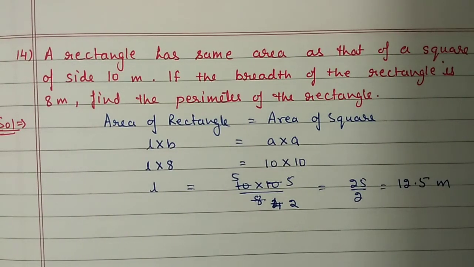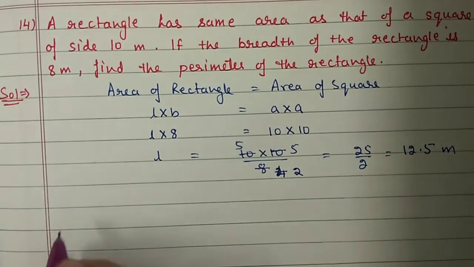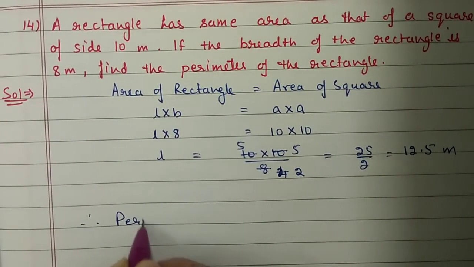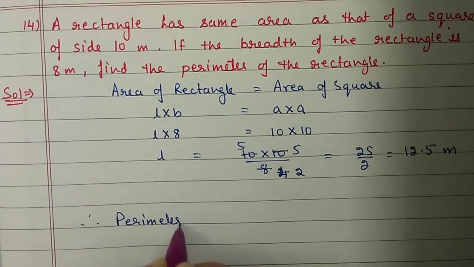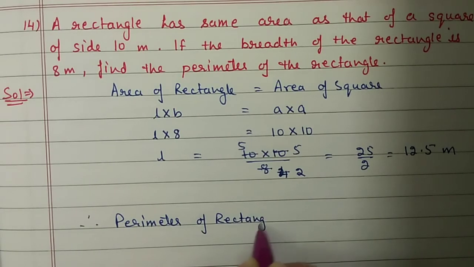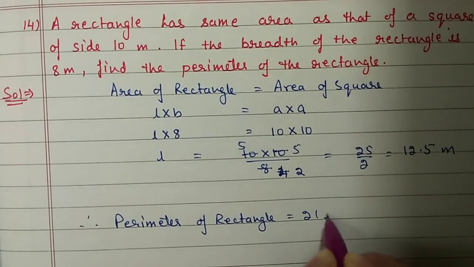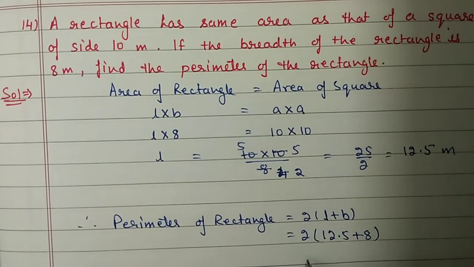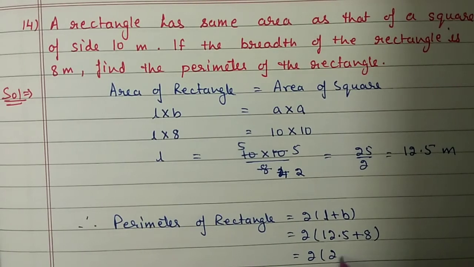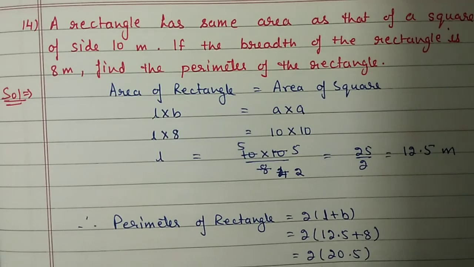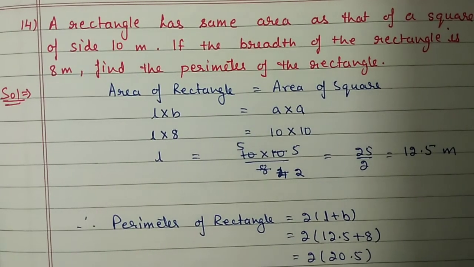Now we have to find out the perimeter of the rectangle. So perimeter of rectangle is equal to 2 into (l plus b). Length is 12.5 plus breadth is 8. 2 into 20.5, which you will get equal to 41 meter.